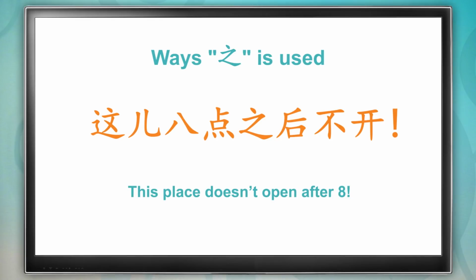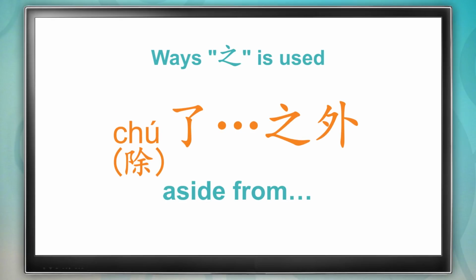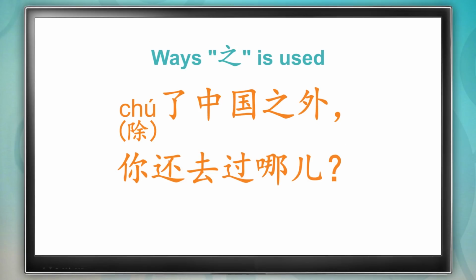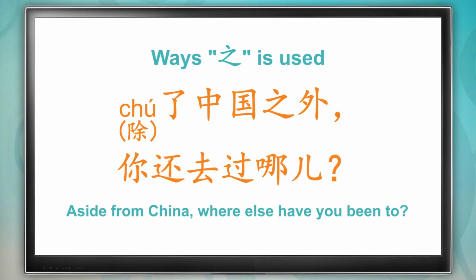Let's look at another phrase that uses 之. Read it with me. 除了之外. We first learned this phrase in this intermediate conversational series, and we will learn the character for 除 later on in this course. Let's read this example together. 除了中国之外，你还去过哪儿? This means, aside from China, where else have you been to?